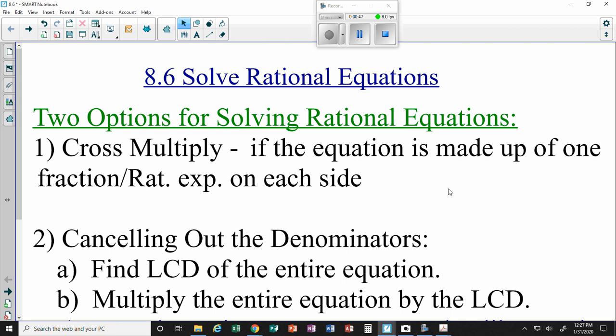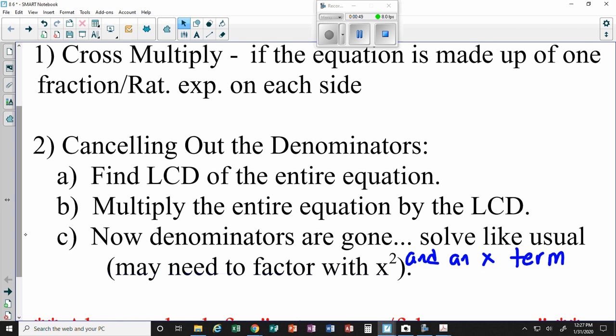The second option is canceling out the denominator, or I say clearing fractions. Getting rid of any of the fractions. It's turning it into a problem that we learned how to solve last semester. So what you're going to do is find the least common denominator of the entire equation. Then you multiply the entire equation by that. Every piece of it. Every term. Anything that's separated by an addition, subtraction, or equal sign, you are going to multiply by that. Then your denominator should be gone. So then you solve it like usual.